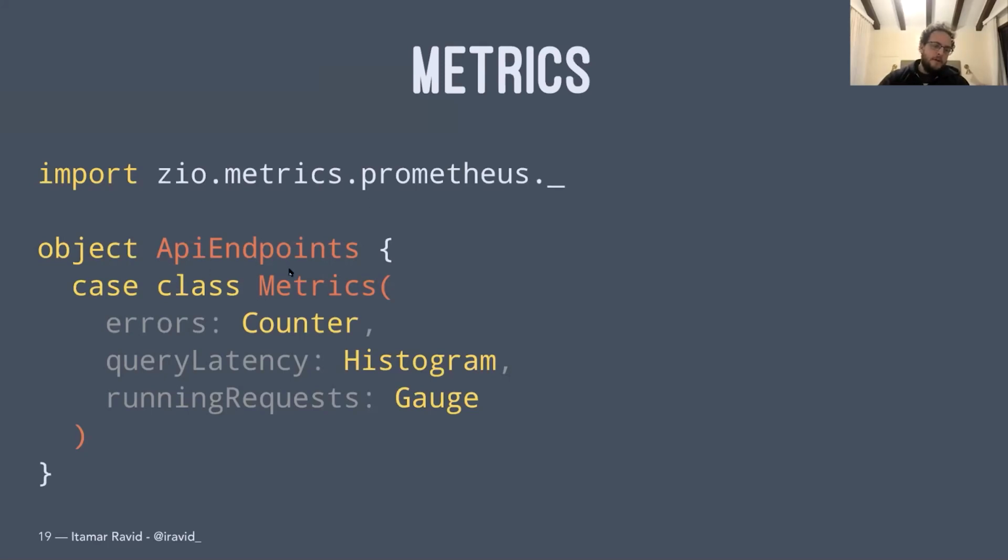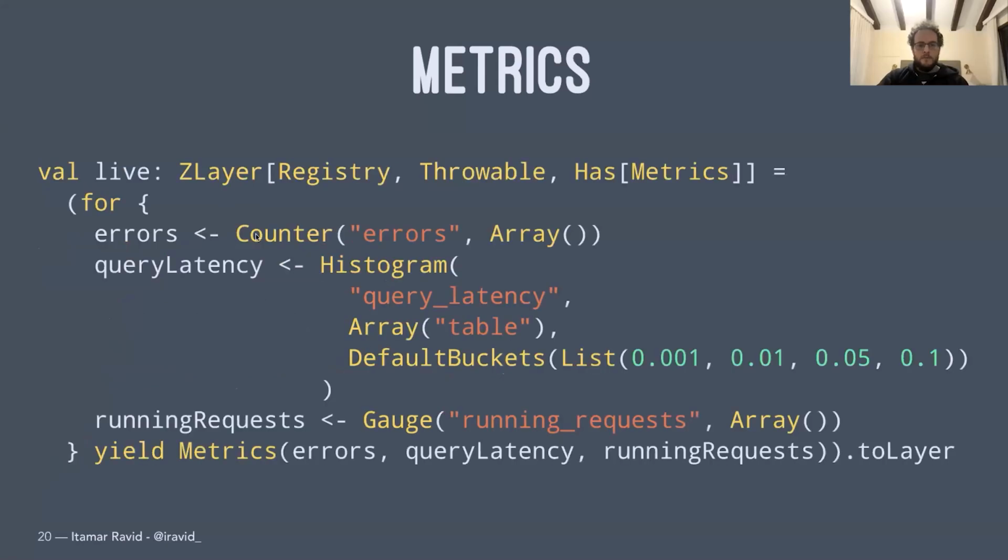So inside our module here, the API endpoints module, we've specified an errors counter, a query latency histogram, and a gauge for counting how many running requests we have right now. And we can create these metric data types by using the constructors from ZIO metrics. And every one of these gives you a ZIO that requires a metric registry. So you see that we've put these 3 data types together using a for comprehension. So we construct the errors counter, we construct the histogram, and we construct the gauge for running requests. And then we put them all together in this case class.